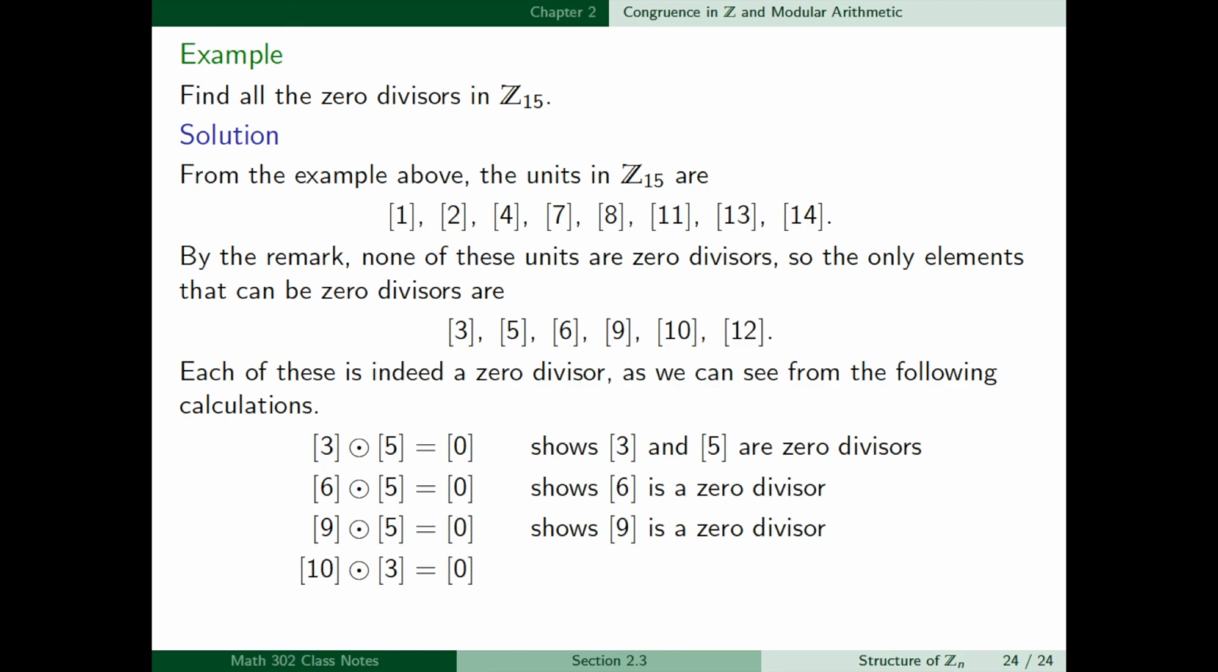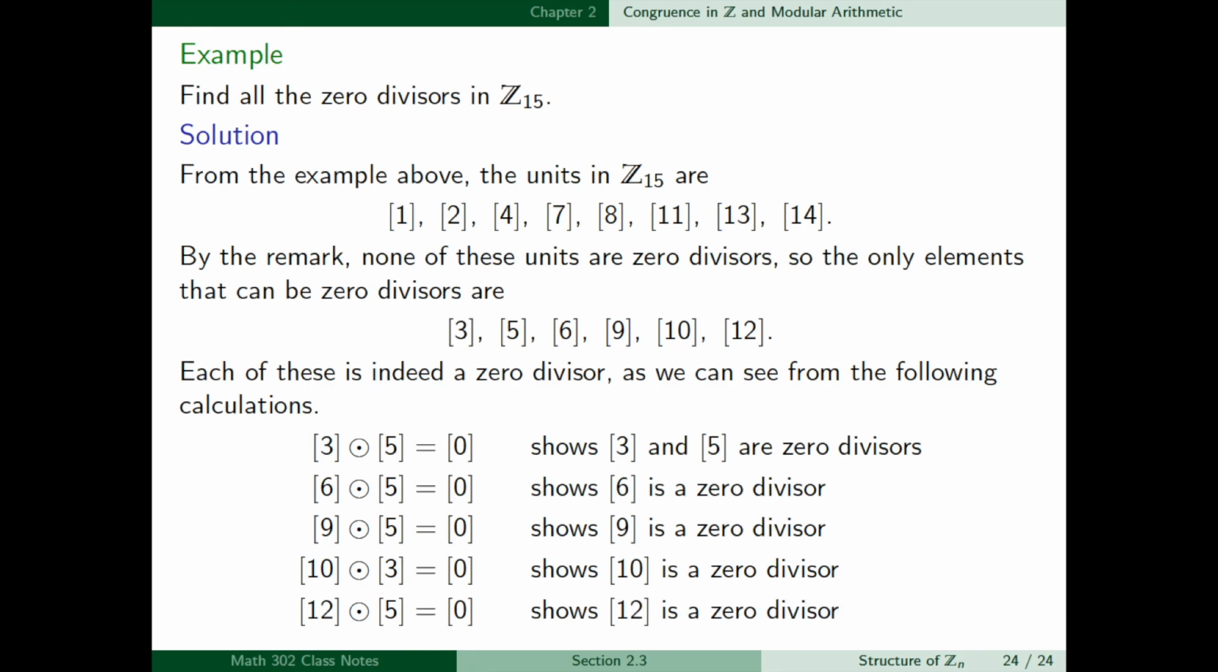10 times 3 is 30, which is equal to 0. So this shows that 10 is a zero divisor. And 12 times 5 is equal to 0. So this shows that 12 is a zero divisor. So each of those elements, 3, 5, 6, 9, 10, and 12, are zero divisors.